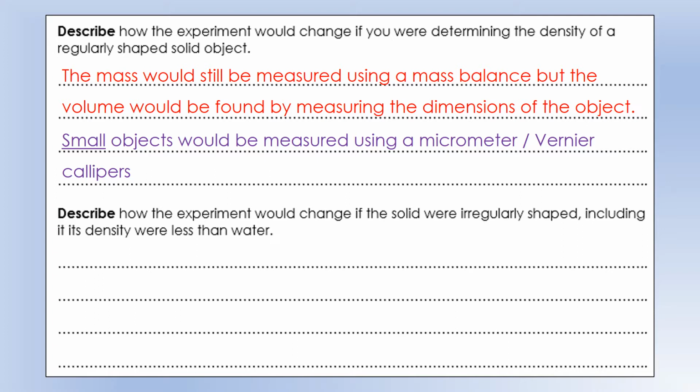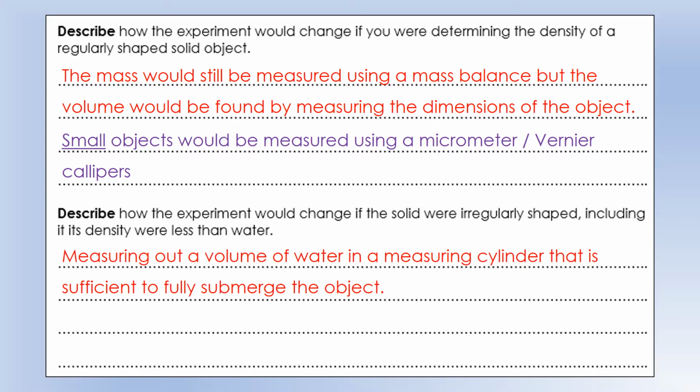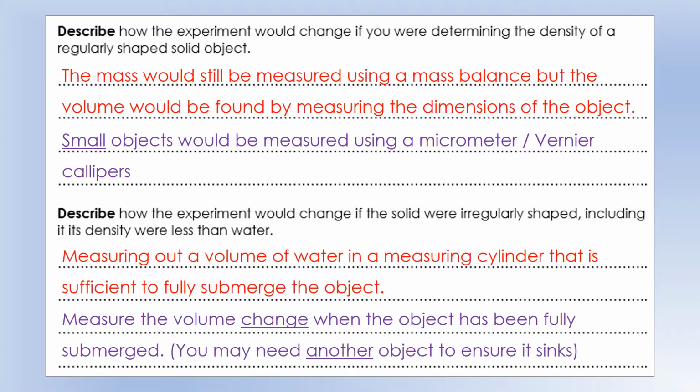So describe how it would change if the solid were irregularly shaped, so measuring its dimensions isn't going to give us the volume. And we also need to factor in what happens if its density is less than water, which can be problematic. So first of all, you measure out a volume of water in a measuring cylinder, and the volume needs to be big enough that you can completely submerge the object you're interested in. And then what you'd do is you'd measure the volume change when the object has been fully submerged.